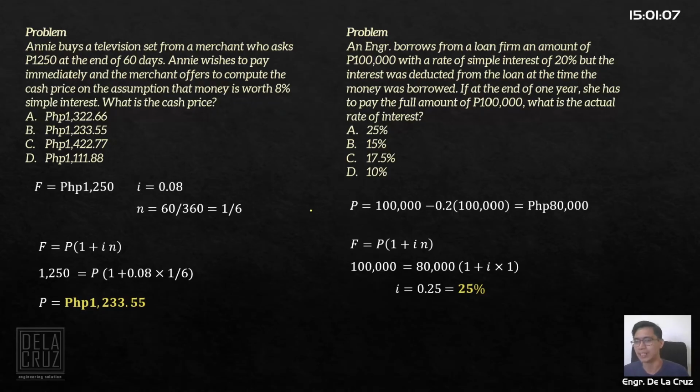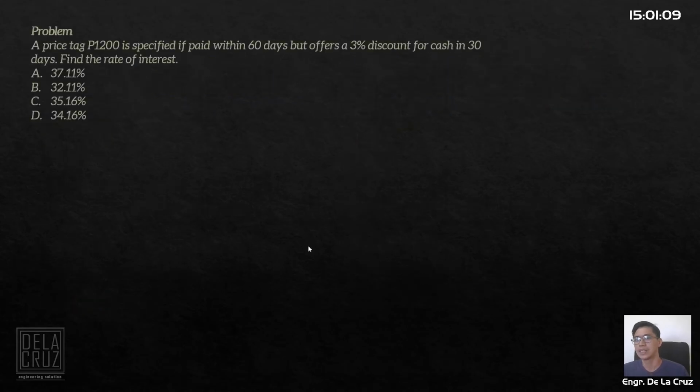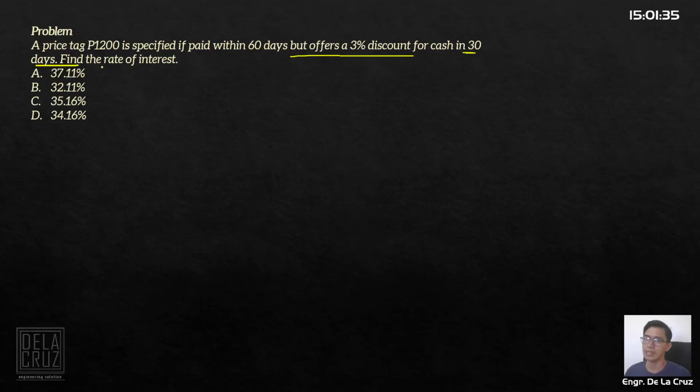Okay? Next. A price tag 1,200 is specified if paid within 60 days. So, yung presyo daw, within 60 days, kung babayaran mo yung price tag ng within 60 days is 1,200. But offers 3% discount for cash in 30 days. Find the rate of interest. So, this is simple interest. Hindi nga sila umabot ng 1 year.